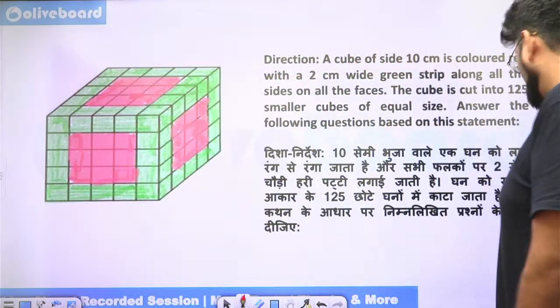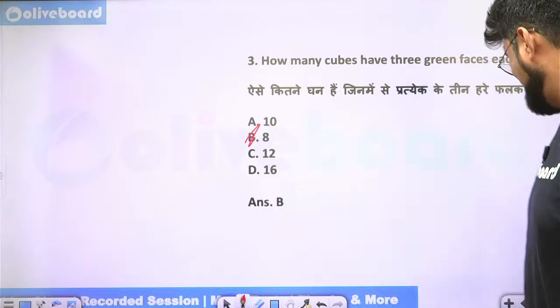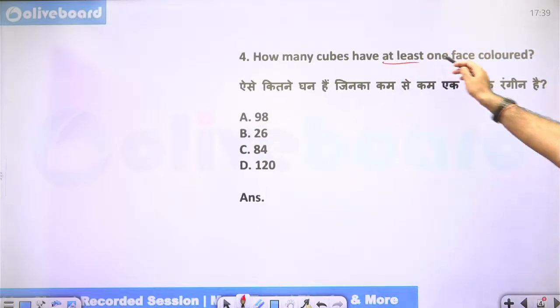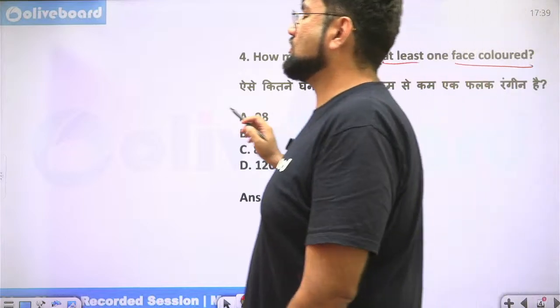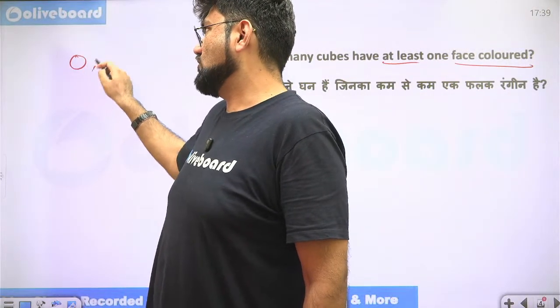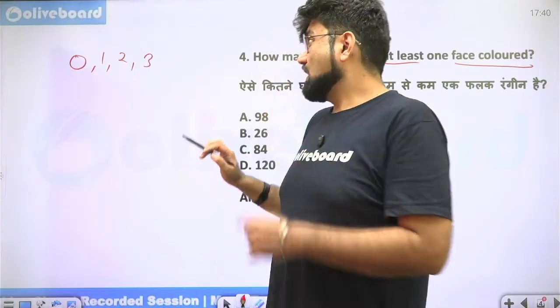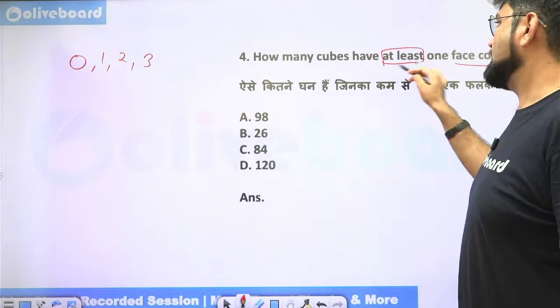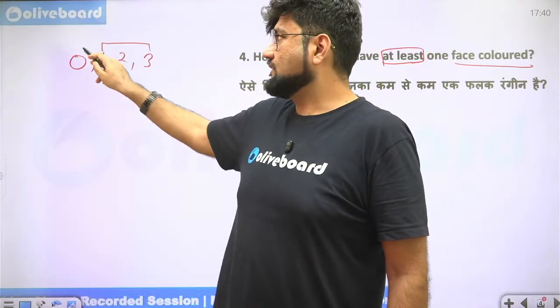Okay, for now, how many cubes have 3 green faces? We have already given the answer, option B, 8. And how many of them will have at least one face colored? So we are looking for at least one face. Now what are the possibilities of colors being there? We have either no face painted or one face painted or 2 or 3. Maximum 3 faces can be colored, right? My question is saying at least one face. So minimum one face should be colored. So 1, 2, 3, all of them will be included, but no face painted will not be included.